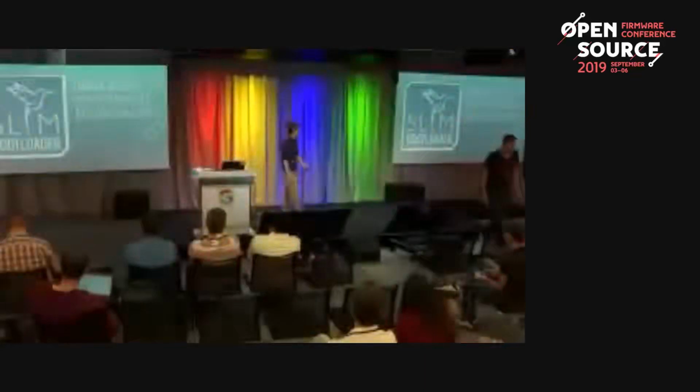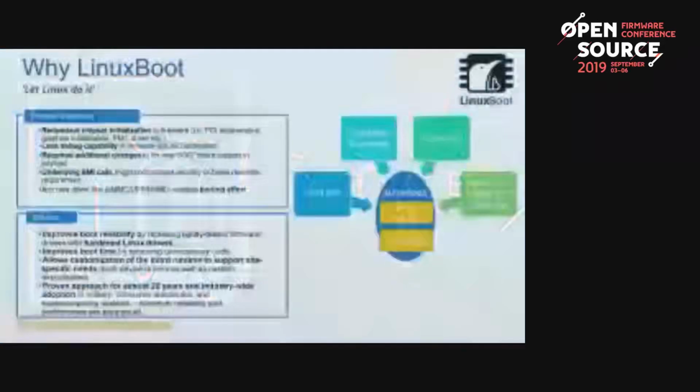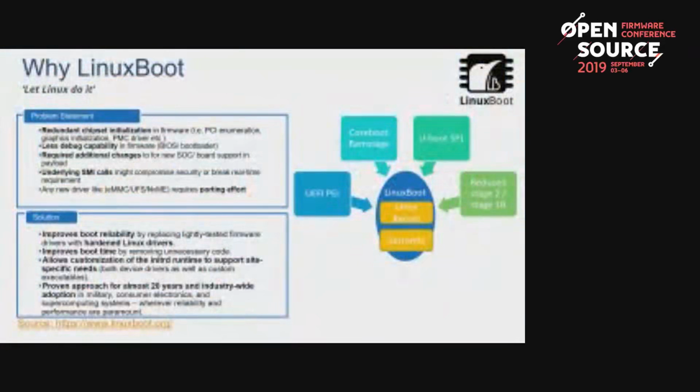Okay, thanks, Ron. So now I'm going to talk about the LinuxBoot POC on Slim Bootloader, what we have done so far. As mentioned by Ron yesterday, the key essence here, you can see, is let Linux do it. I think we are on the same page that the firmware has to do very minimal work and then hand off the majority of the work to the kernel itself. So that's why you can see in the photo on the right-hand side, that's all similar to UEFI, Coreboot RAM stage, U-Boot SPL, or the reduced stage 2 or stage 1B, which is Slim Bootloader, which is what we're going to do.